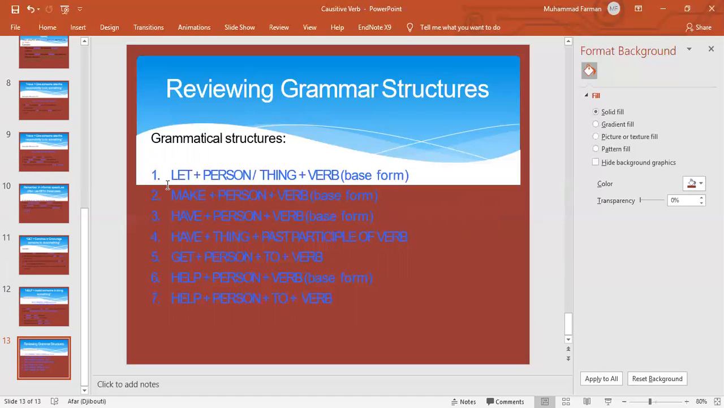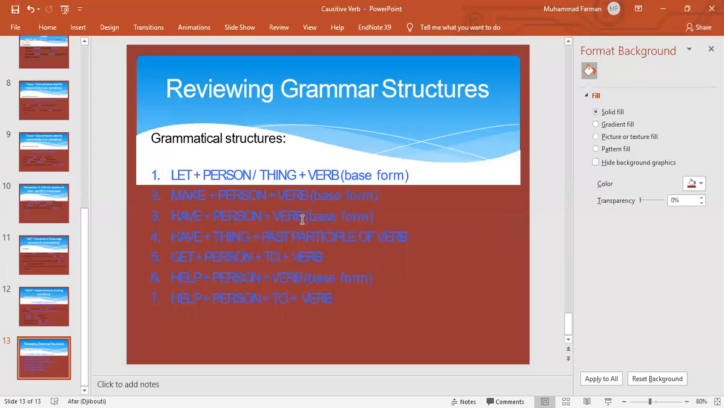First one, if we want to make use of the causative verb let, we can utilize the grammatical structure of let plus person or things plus verb base form. It means let ke saath hum person or things ke saath verb ki first form istemal karte hain. Or if we want to utilize the word make as a causative verb, first make, after that we have person, after that we have verb base form.